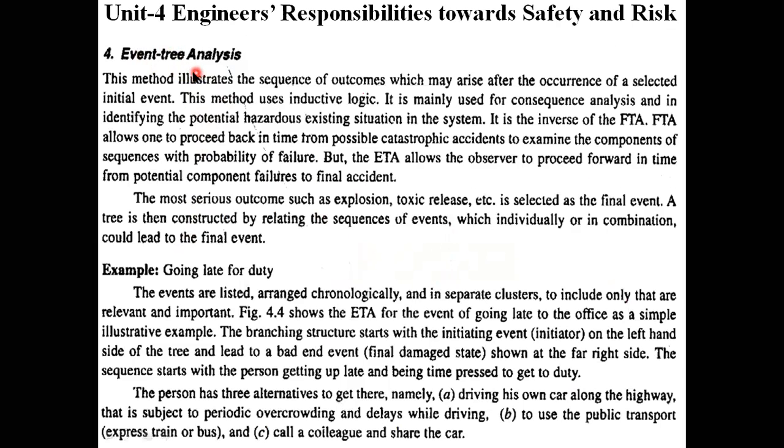Next one, event tree analysis. In the event tree analysis, this method illustrates the sequences of outcomes which may arise after the occurrence of a selected initial event. This method uses inductive logic. It is mainly used for consequence analysis and then identifying the potential hazardous existing situation in the system.